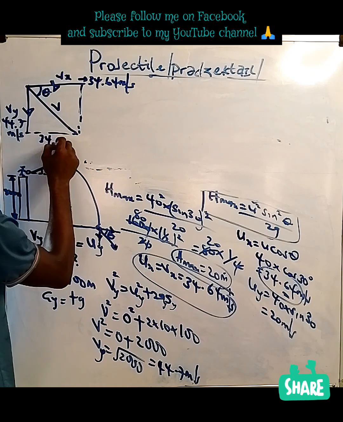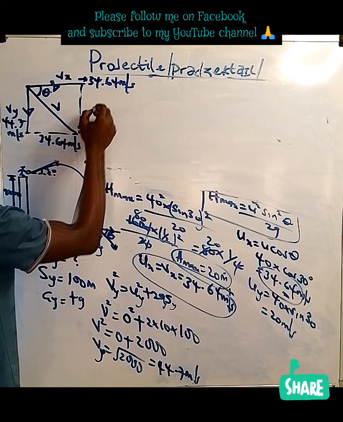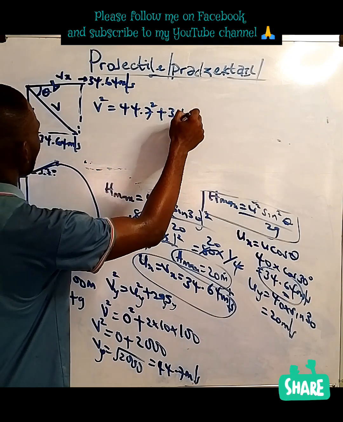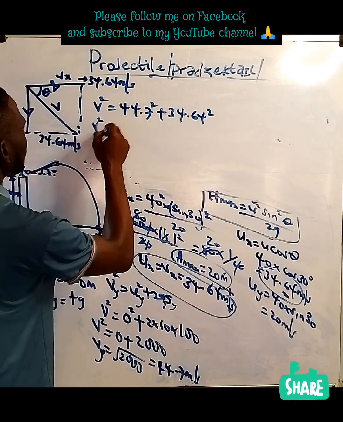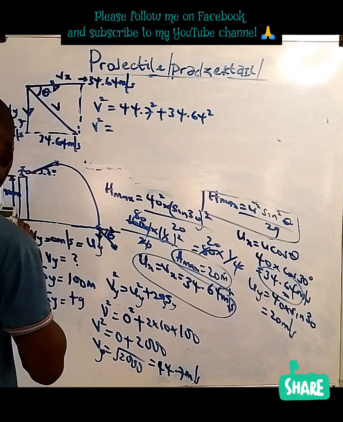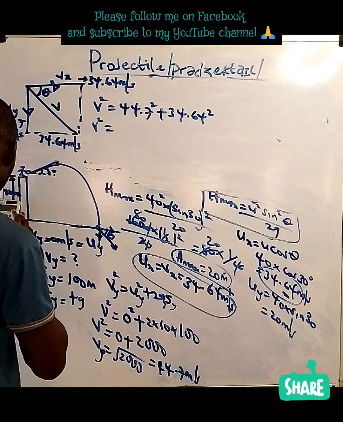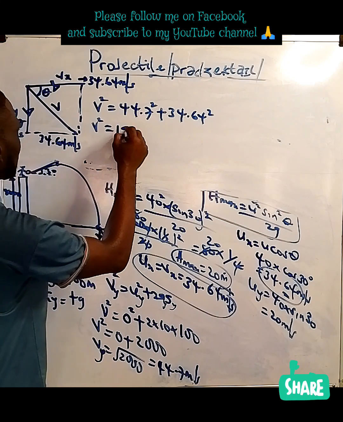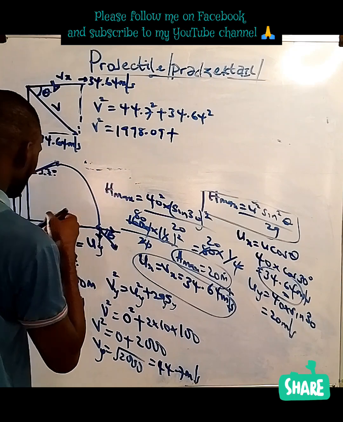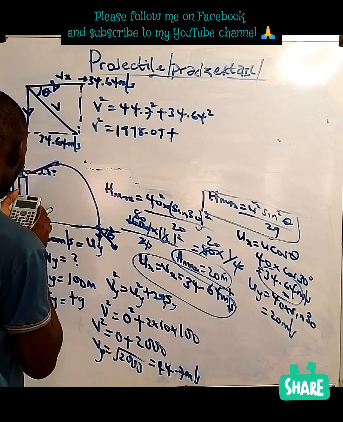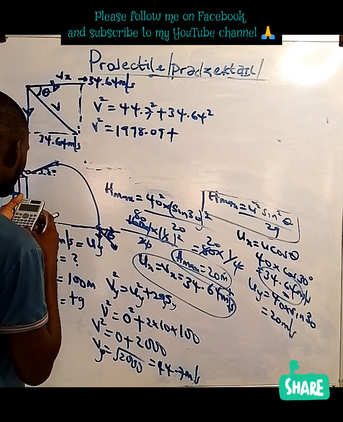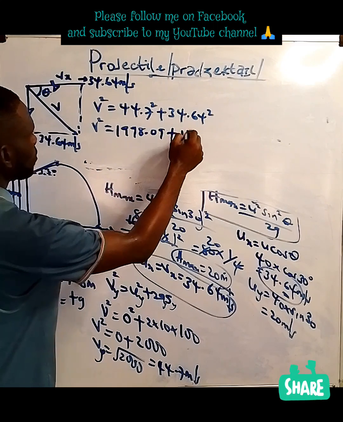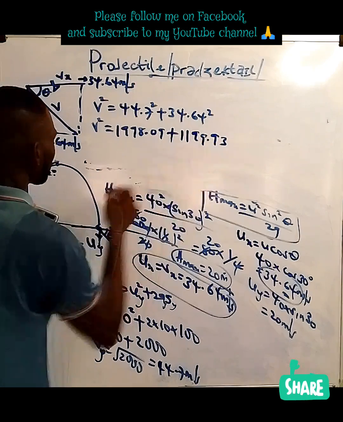I said 34.64 meters per second. So you know what it is? V squared equals 44.7 squared plus 34.64 squared. So V squared, let's use our calculator to do that. 44.7 squared will give us 1998.09, plus we have 34.64 squared, 1199.93. So we're going to sum them up.